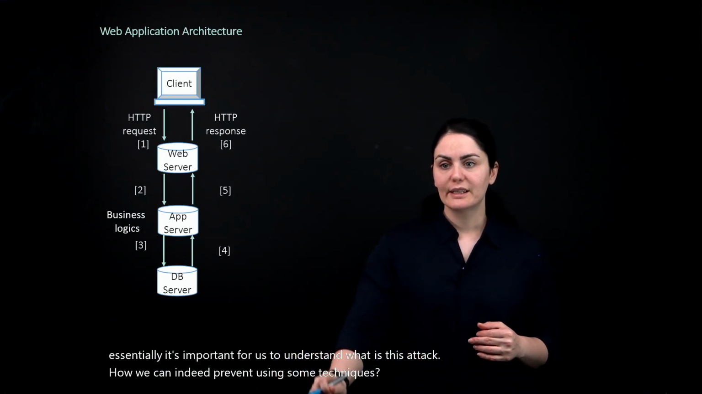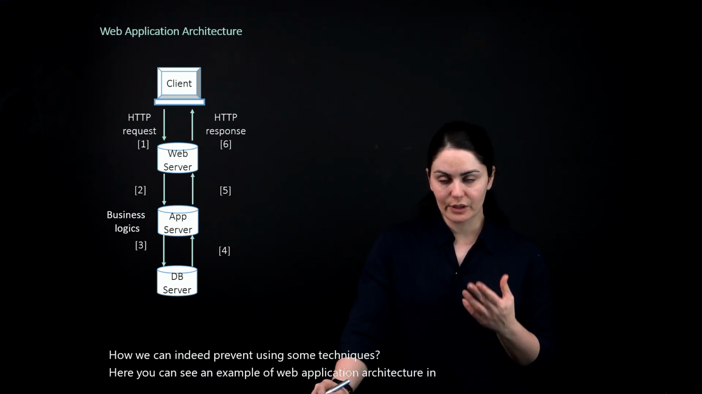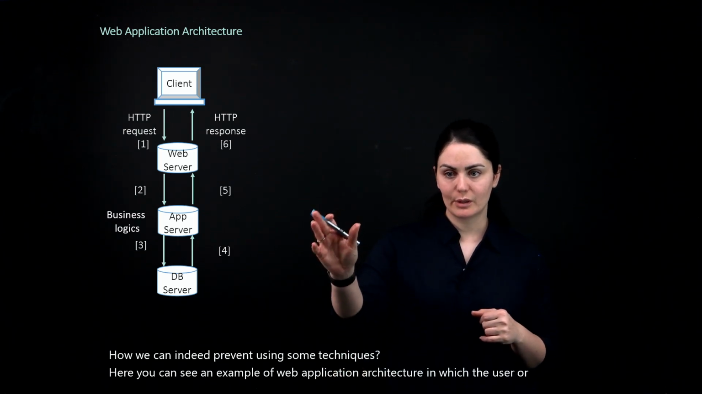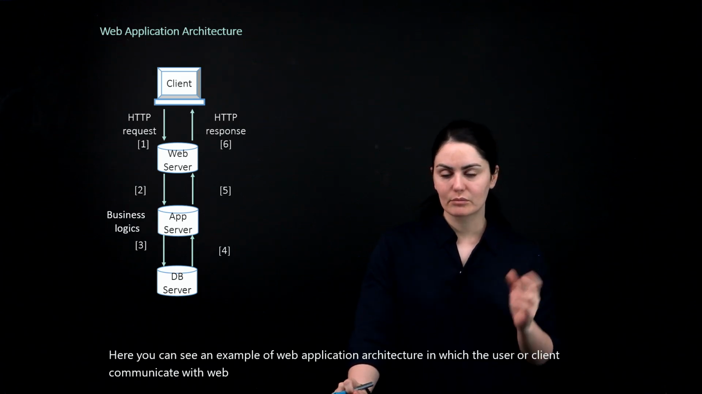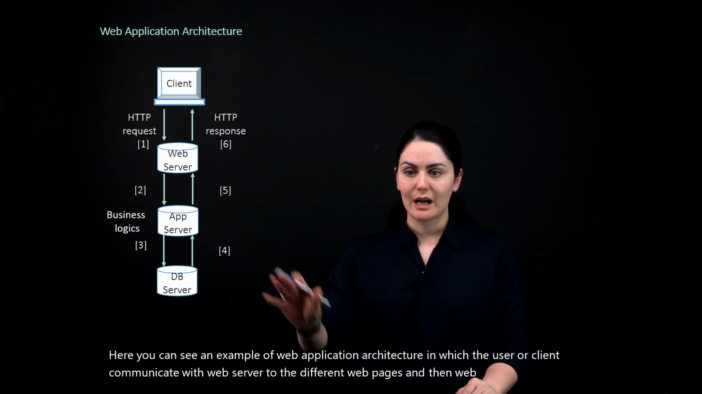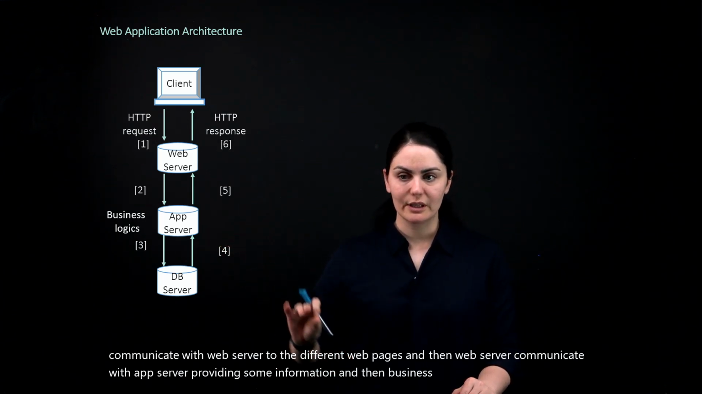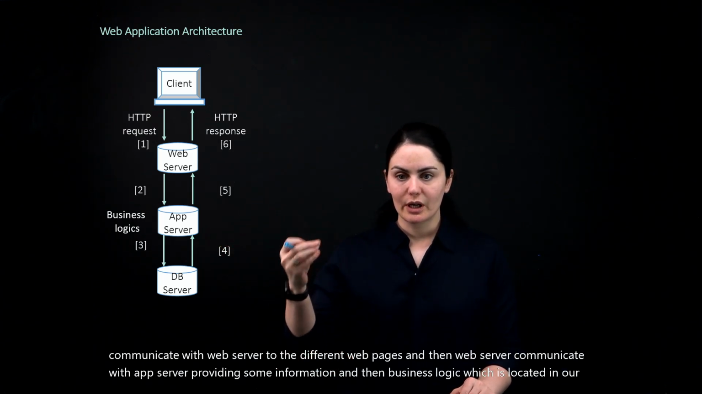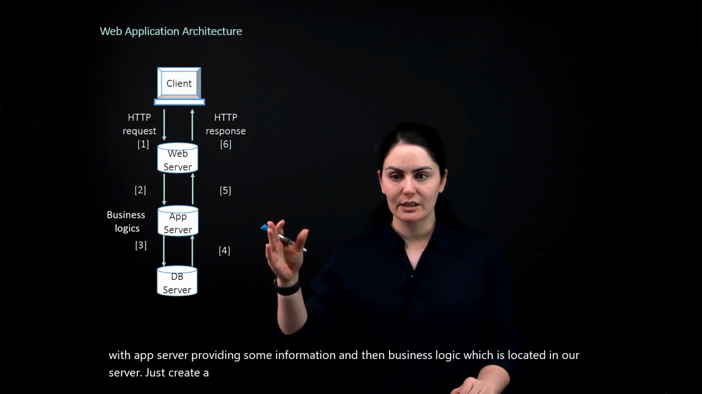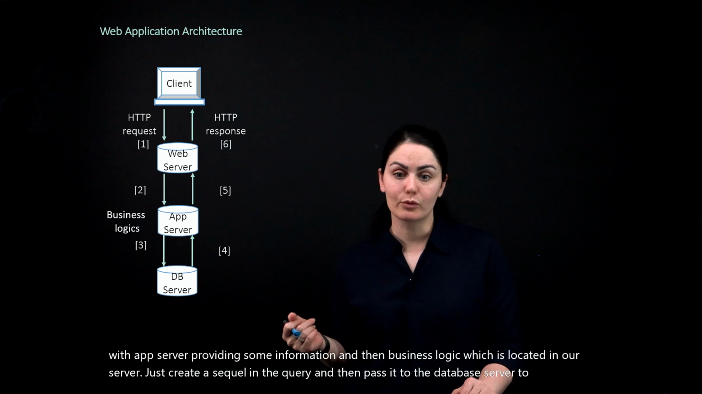Here you can see an example of a web application architecture in which the user or client communicates with the web server through different web pages. The web server then communicates with the app server, and the business logic located in the app server creates a SQL query and passes it to the database server to fetch the corresponding information.